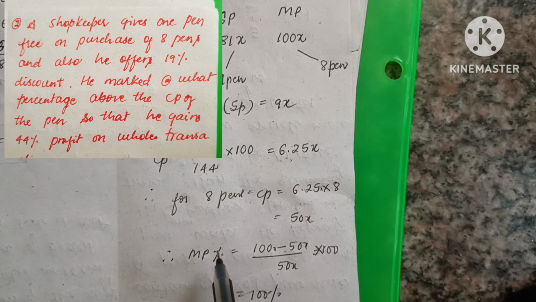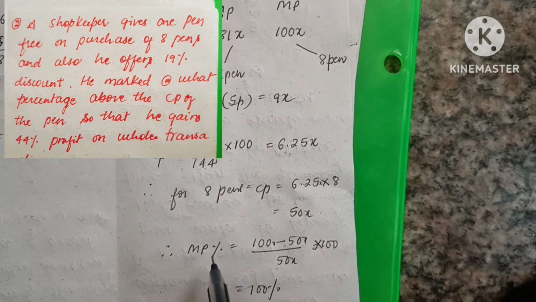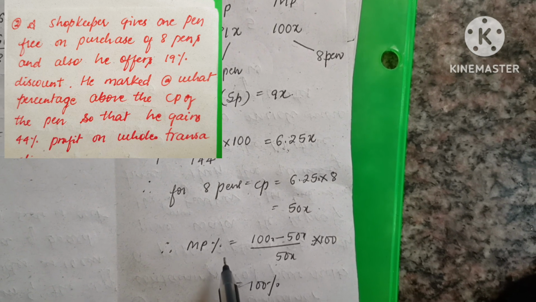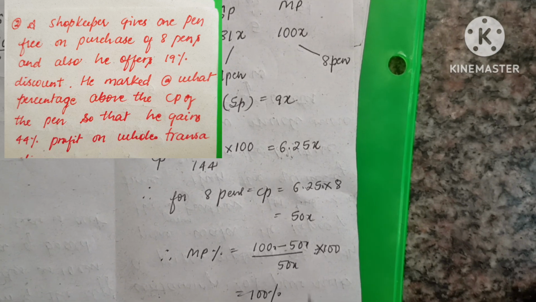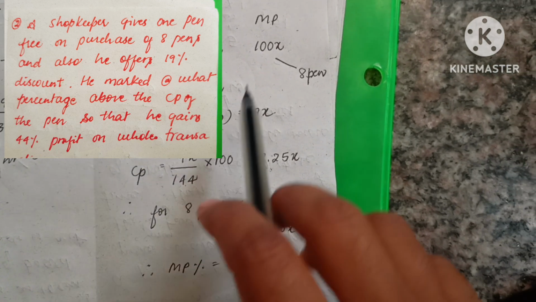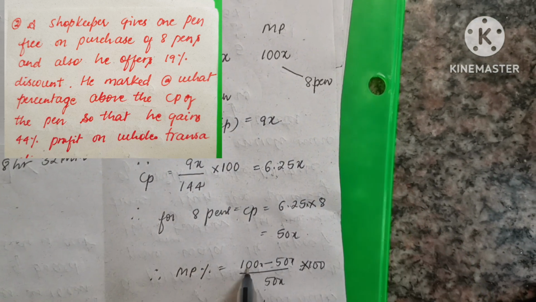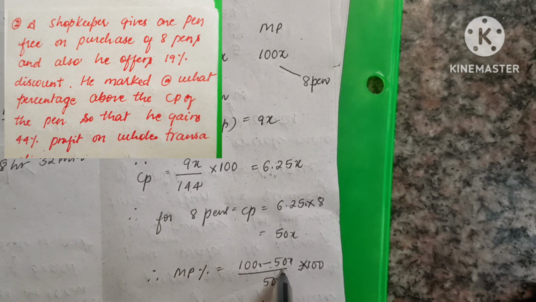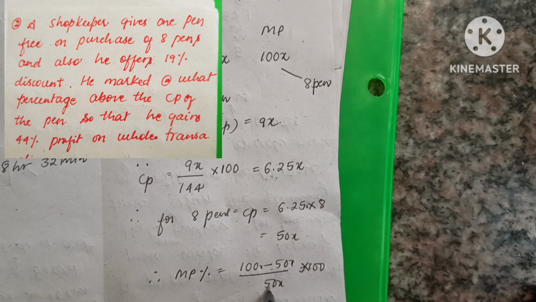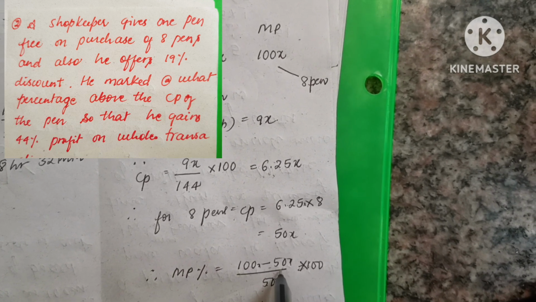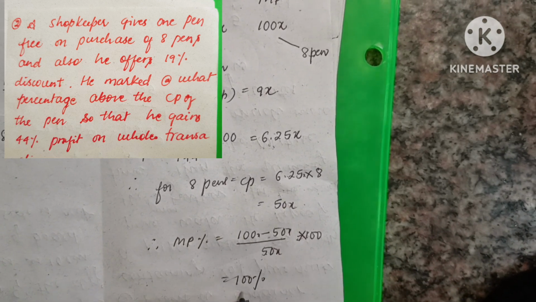And they asked at what percentage above the cost price, meaning the markup percentage we have to calculate. Okay, so we know that initially the marked price will be 100x and the cost price is 50x. So divided by 50x, that should be multiplied with 100, then I will get 100%.